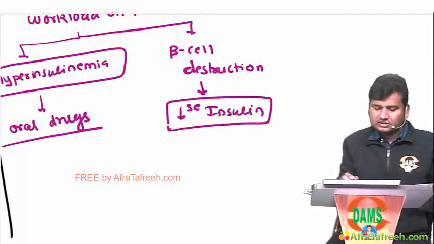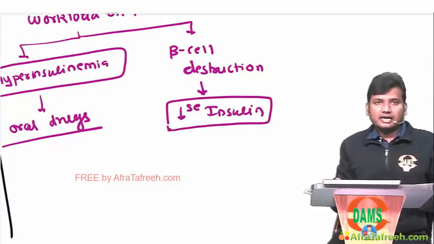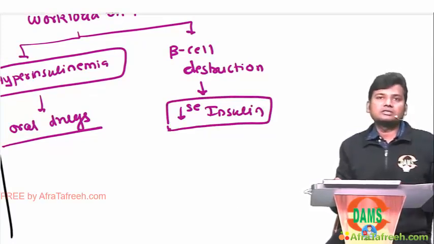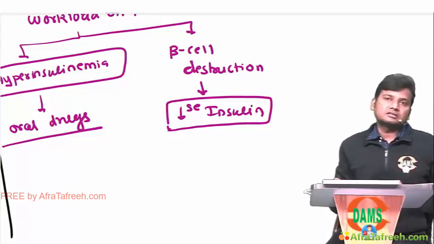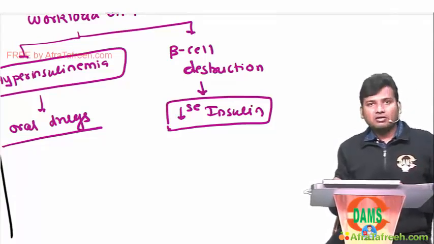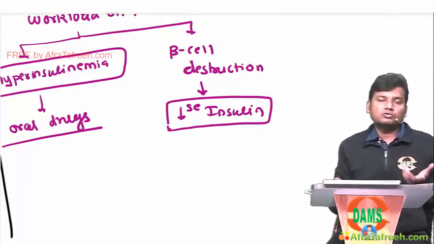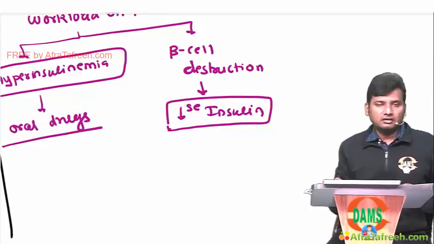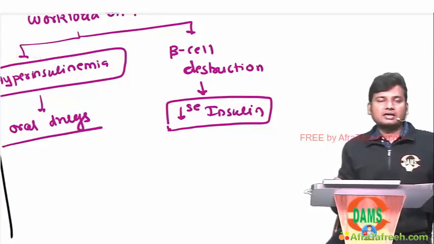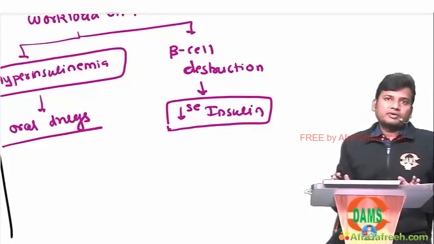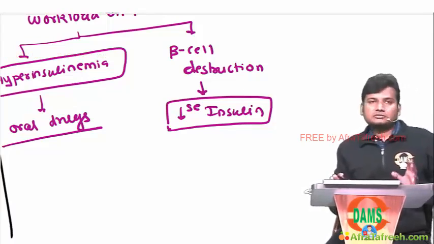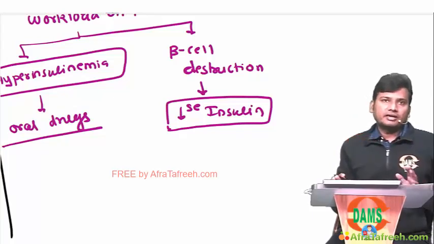Insulin concentration will decrease, and here we have to give injections of insulin because oral drugs now will not work. So the person who was responding to oral drugs previously, now he will come to you with uncontrolled sugar despite taking the drugs. So now we have to start insulin. Okay. So both type 1 diabetes and type 2 diabetes are insulin dependent diabetes.